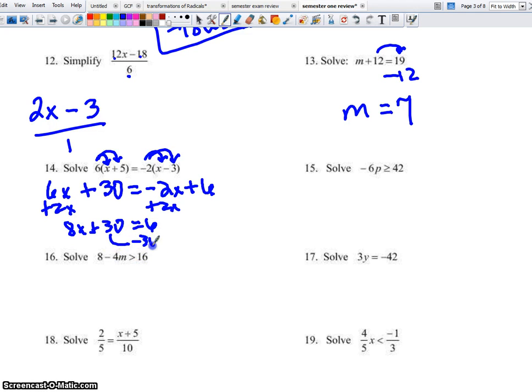I would subtract my 30. 8x is equal to a negative 24. You're going to divide both sides by 8. And x is equal to negative 3.